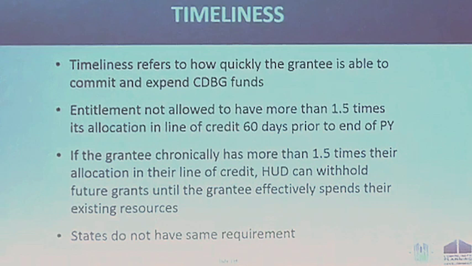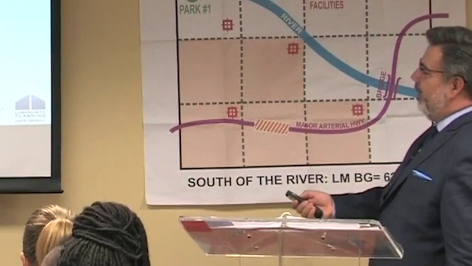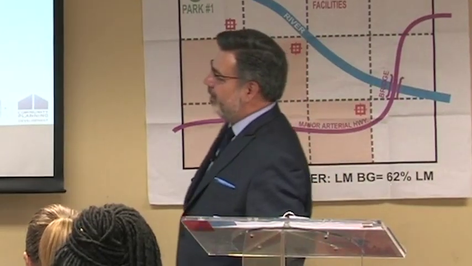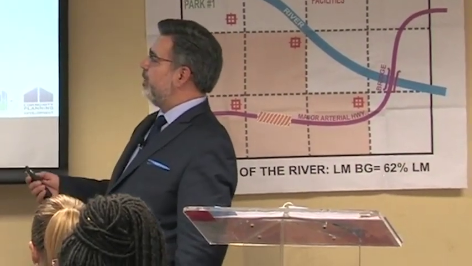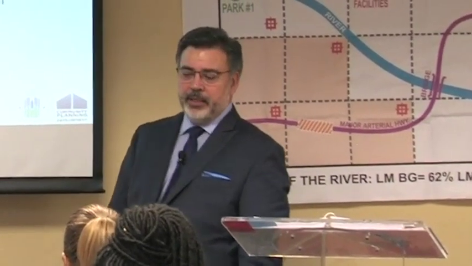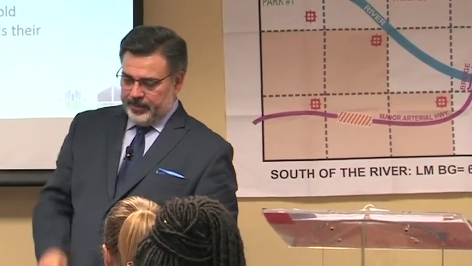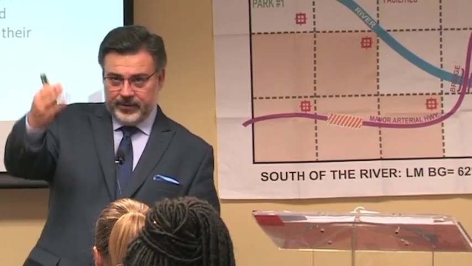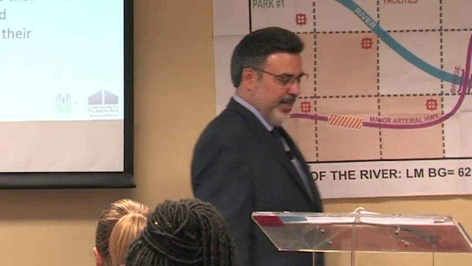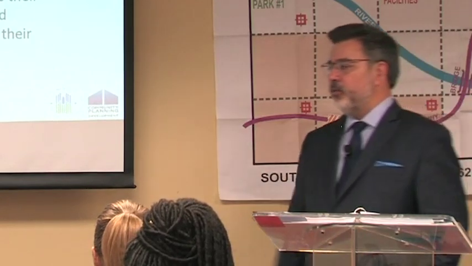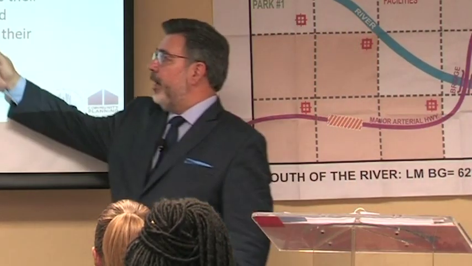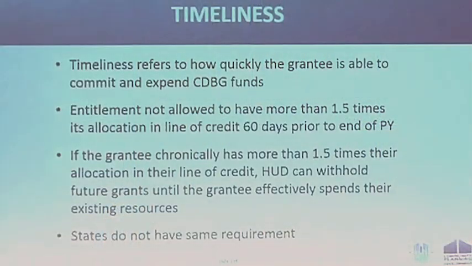Okay, so here's a rule. You're not allowed to have more than 1.5 times your allocation in your line of credit 60 days prior to the end of the program year. So you look at that year's grant. So we're talking about 16-17 grant for those of you who are July 1st. Your grant amount is $1 million. You cannot have more than $1.5 million on May 2nd in your account of unexpended funds, okay?